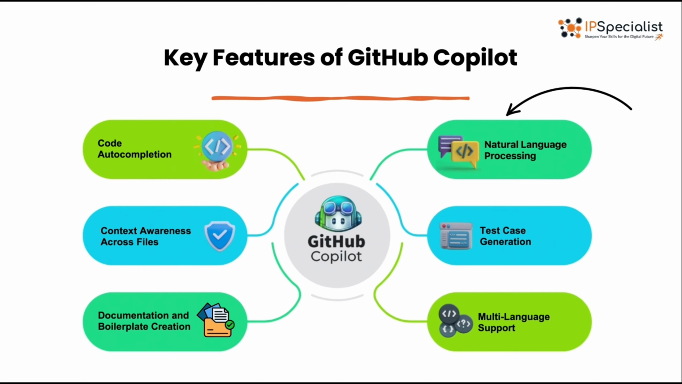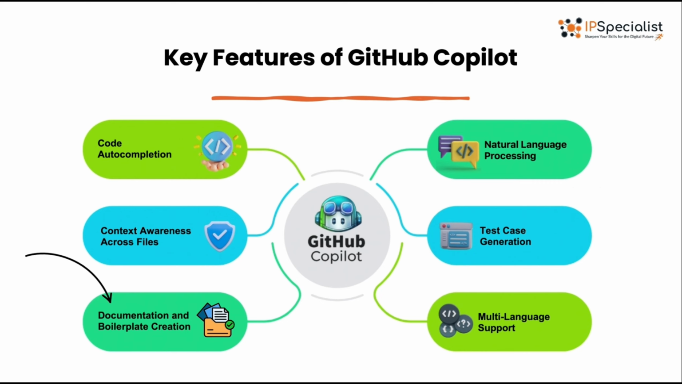Simply write a comment in plain English, like create a function to calculate factorial, and Copilot will write the code for you. Third, context awareness across files. Copilot doesn't just look at the file that you're editing, it can also take cues from other files in your project, making its suggestions more relevant. Fourth, it supports test case generation. This helps developers automatically create unit tests, ensuring their code is reliable and well validated.